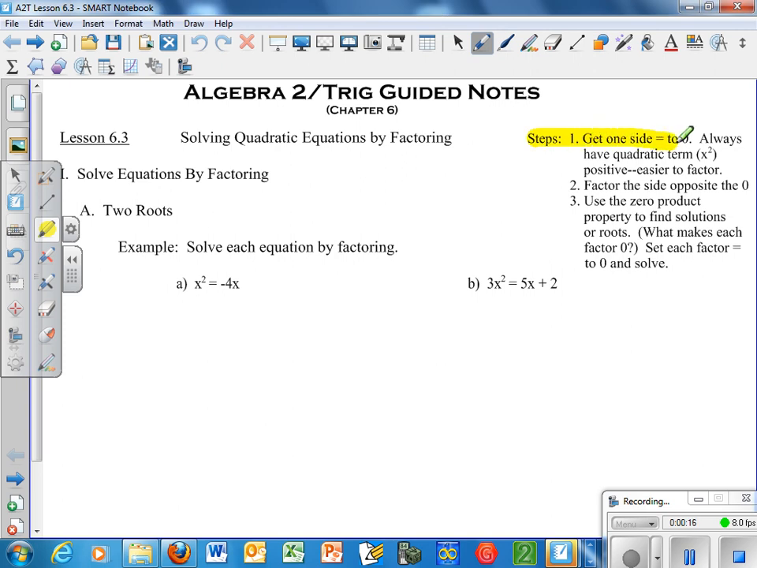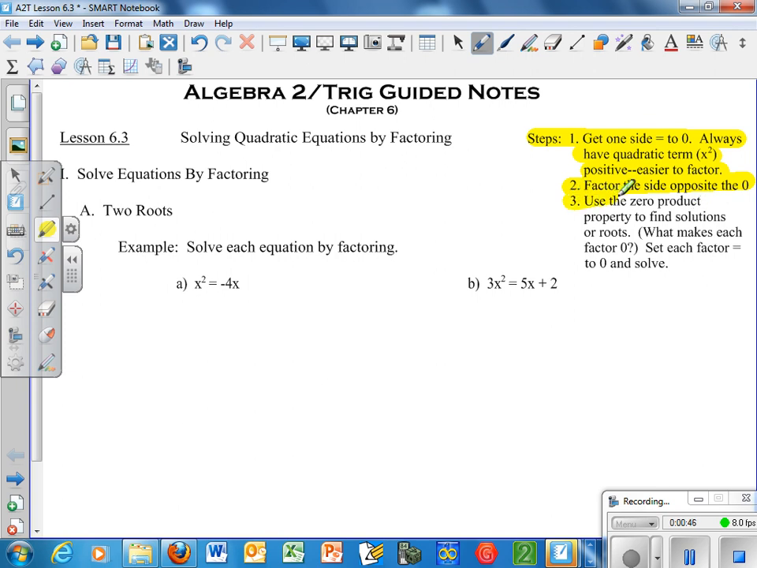First step is we need to get one side of a quadratic equation equal to 0. And a little side note there is you always want your quadratic term, or your x squared term, to be positive. Okay, once you get it set equal to 0, then we're going to look to factor the side that's opposite 0, meaning the side that's still got the variable on it.